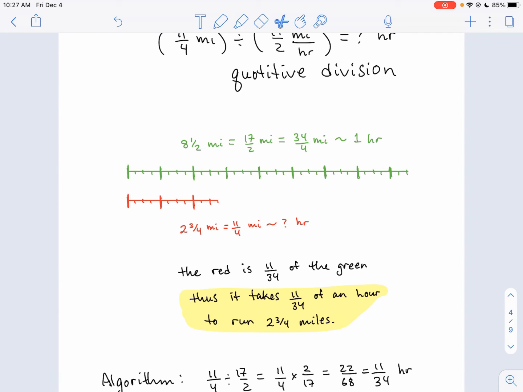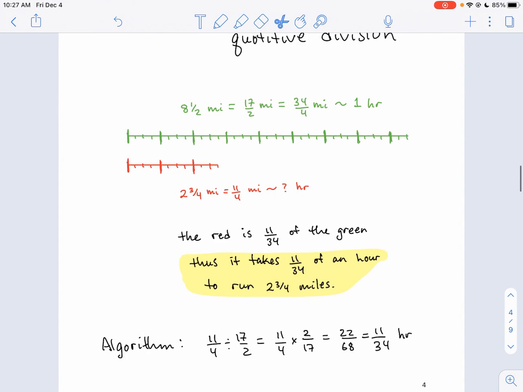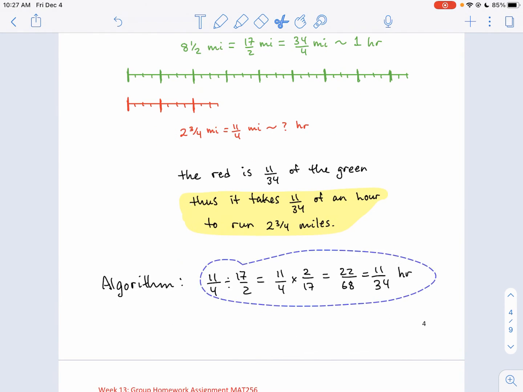So we do 11/34 of an hour, because the green also represented an hour. Scale that down by 11/34, and we have the total time it would take. And then here's the algorithm to confirm that, 11/34 of an hour.